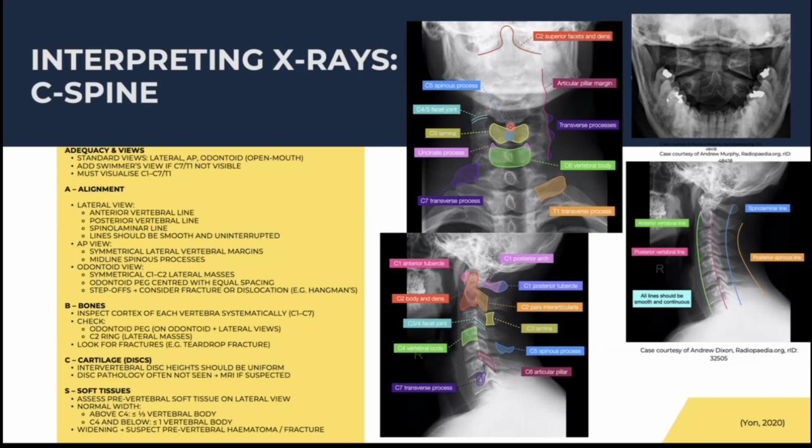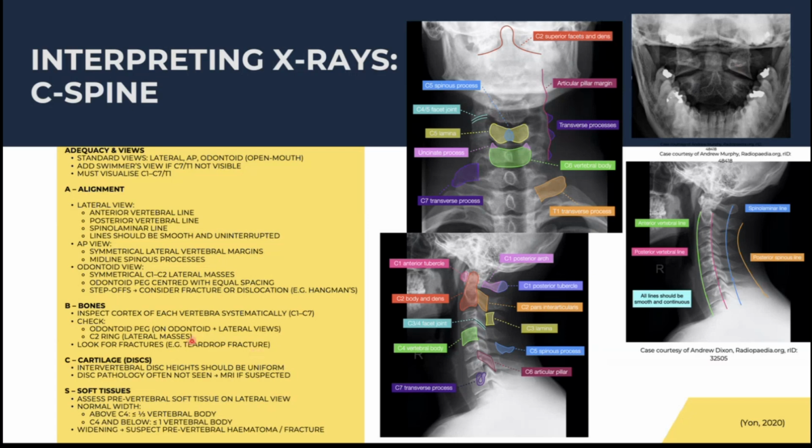When looking at your odontoid view, again, it's not really a view that we do that often. In fact, I don't think I've done one for a really long time. But when you're looking at your odontoid view, you've got your peg here, and then you've got C2 and then C1. So you're looking at the lateral masses of C1 and the lateral masses of C2, and you want to make sure that there is equal spacing and no increased space in between these, which could indicate something like a burst fracture.